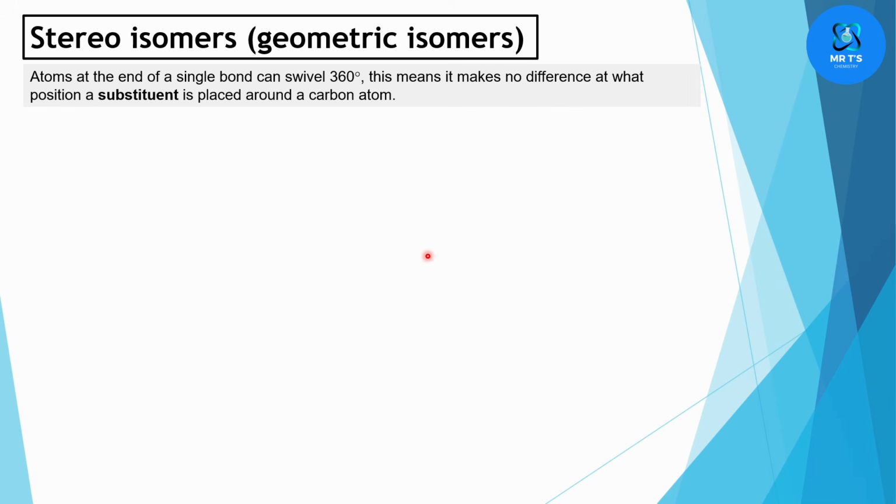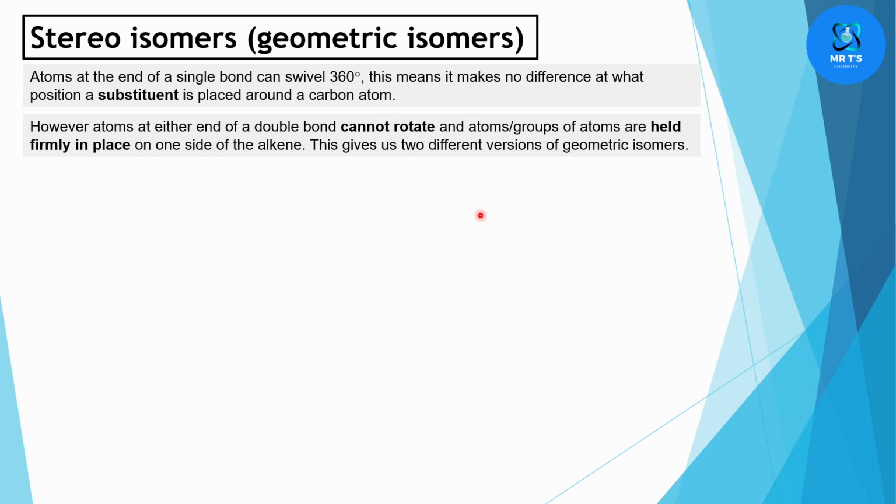When we have a single bonded molecule, any groups or atoms on either side of the single bond can freely rotate 360 degrees. So none of these substituents are held at the top or the bottom of the molecule. They can move about easily. So we can't get geometric isomers or stereoisomers with saturated compounds. However, if we have a double bond, then a double bond will, as we can see here, hold these different groups firmly in place.